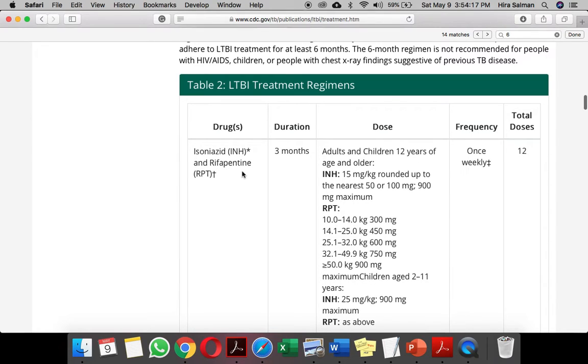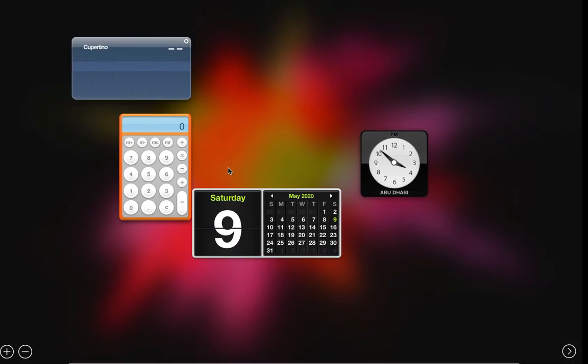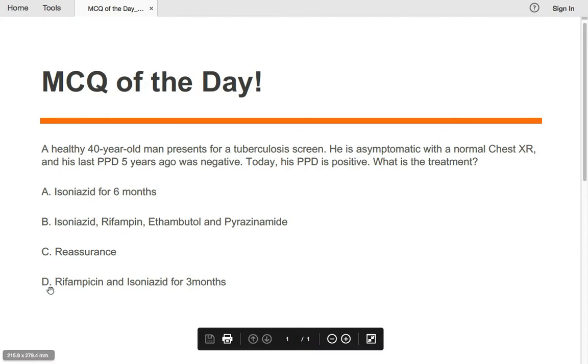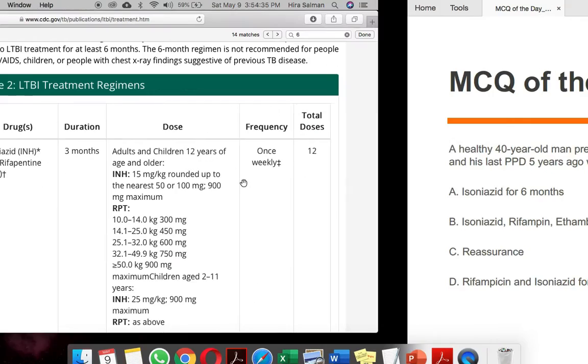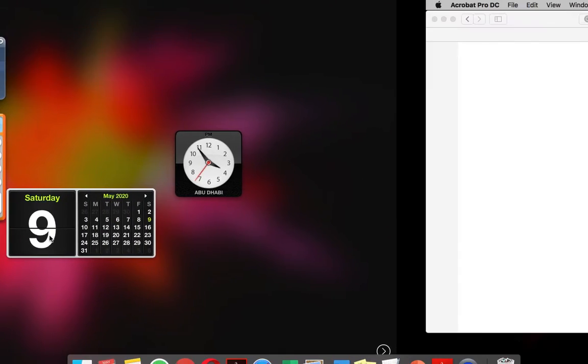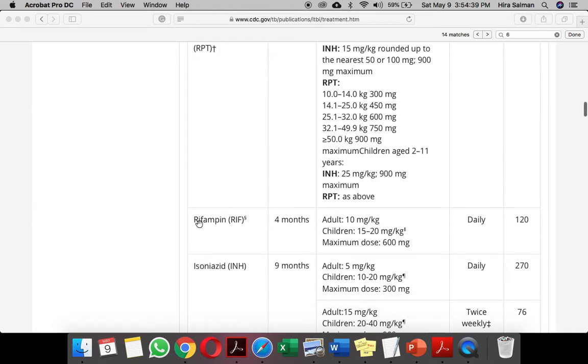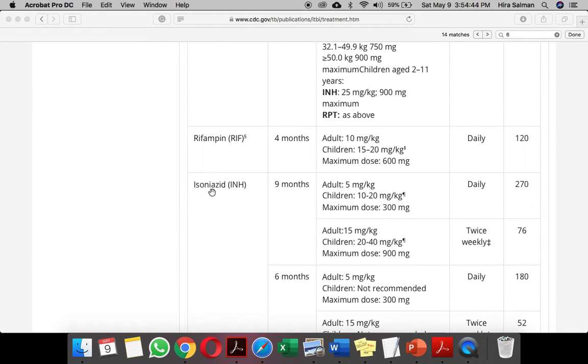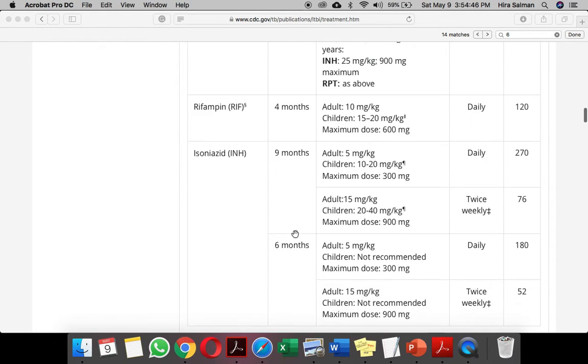Here it is mentioned rifapentine. Rifapentine and rifampicin are different drugs, having similar sorts of actions, but the half-life is different and enzymatic reactions are different. So INH and rifapentine, you cannot choose this option, okay, because here it's mentioned rifampicin. So the first thing is that. Second thing, either you can only use rifampin for 4 months, or you can only use isoniazid for 9 months and 6 months. So 9 months and 6 months, both options we have.